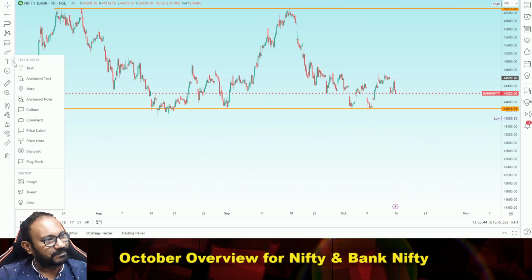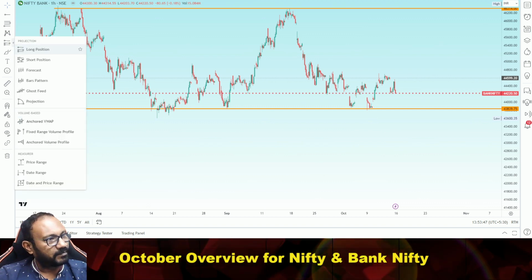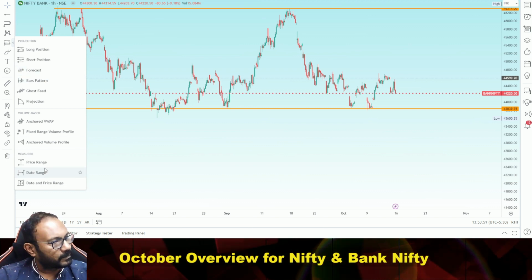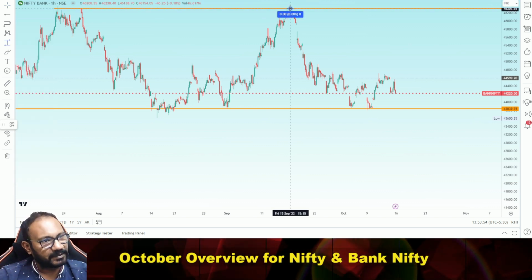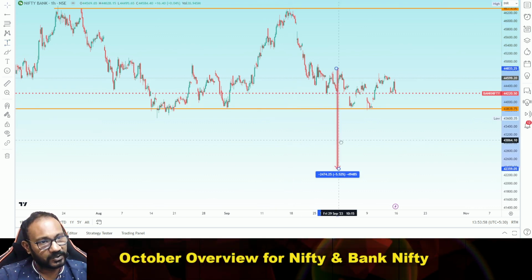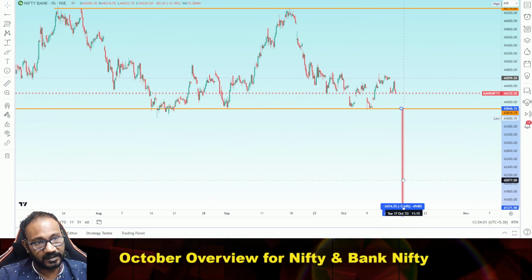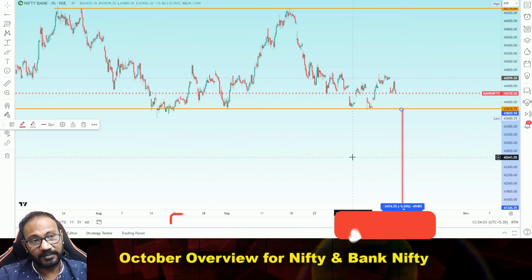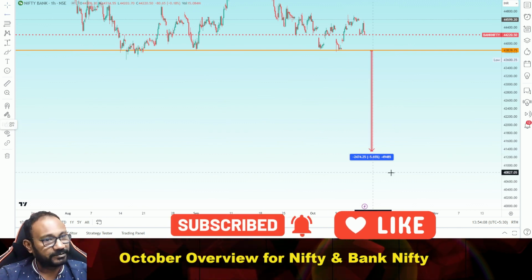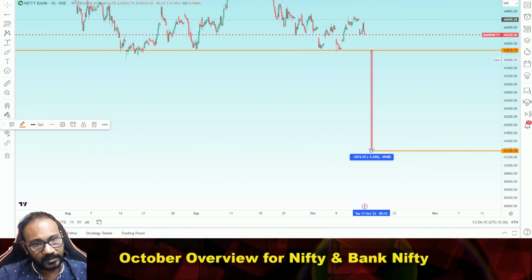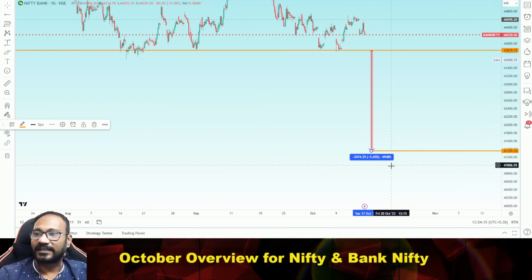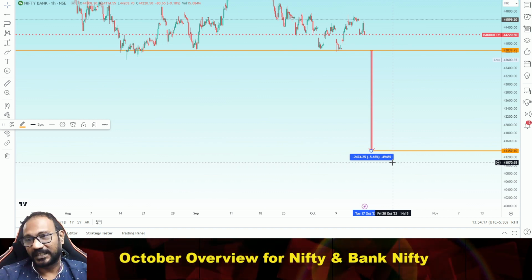Just choose price range. So from the peak to the neckline, if I calculate, that's about 2,500 points of fall. Right, so I am going to discuss only positional things over here, which can take us to the levels of, say, 41,360. Right, this is a likely positional target.